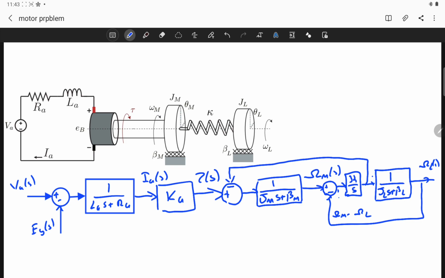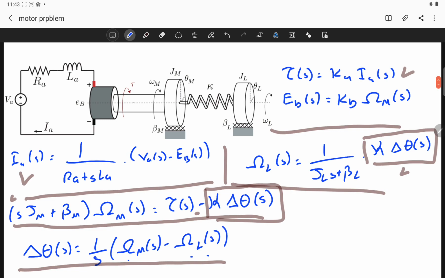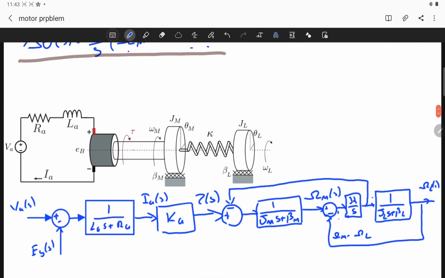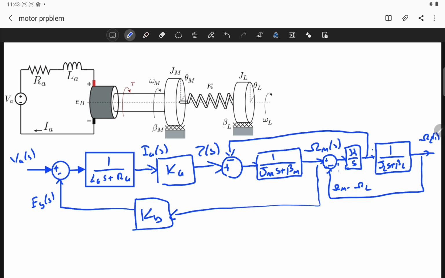The only thing I need to complete to finalize our block diagram is the back EMF voltage. Back EMF voltage is simply Kb times omega m of s. I have omega m here, so this is Kb. If I draw it here, I compute the back EMF voltage. What I did is simply finalize the block diagram structure.